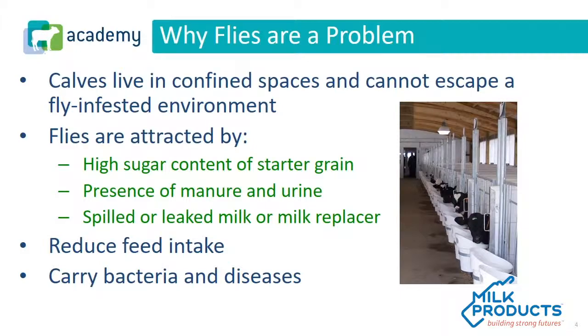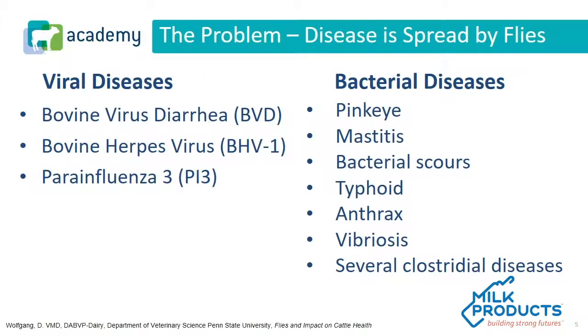Fly infestation in the calf area will reduce feed intake, and the flies carry bacteria and diseases, as discussed in the previous slide. The diseases specifically spread by flies are the viral diseases BVD, bovine herpes virus, and PI3. Bacterial diseases spread by flies are predominantly pink eye and mastitis, but also bacterial scours, typhoid, anthrax, fibrosis, and several of the clostridial diseases.